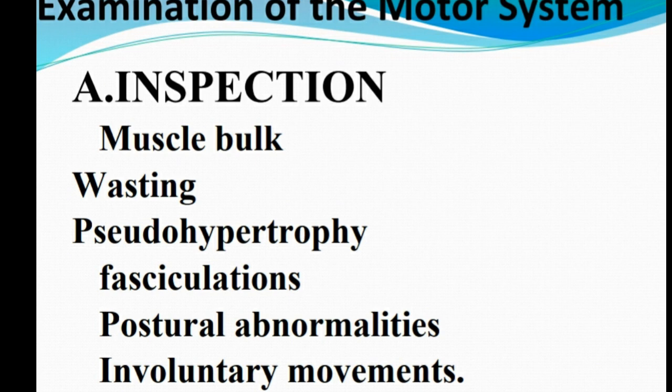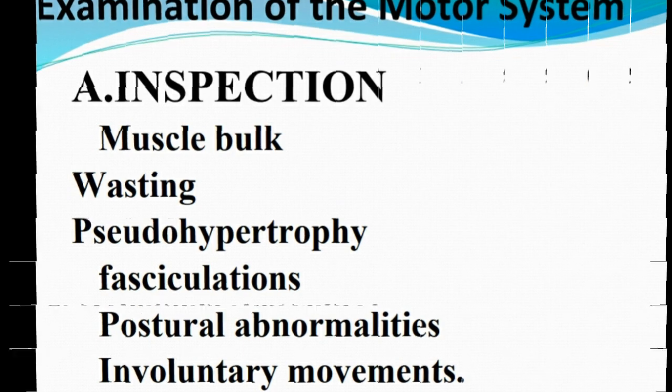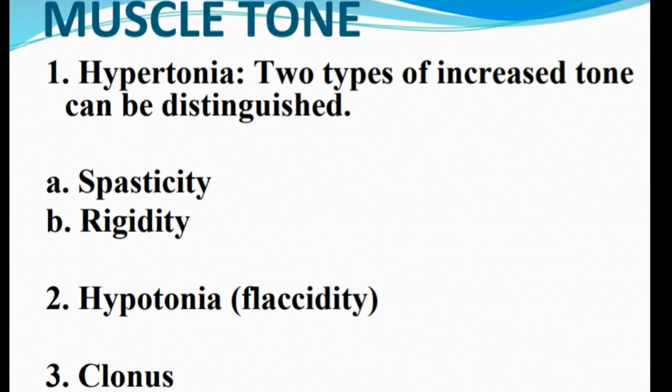Involuntary movements like tics, tremor, chorea, and athetosis. Muscle tone is the resistance of the muscle to passive movement of a joint. Two types of increased tone can be distinguished: spasticity, which consists of increased tone that affects different muscle groups to different extents. Rigidity consists of increased resistance to passive movement that is independent of the direction of the movement.